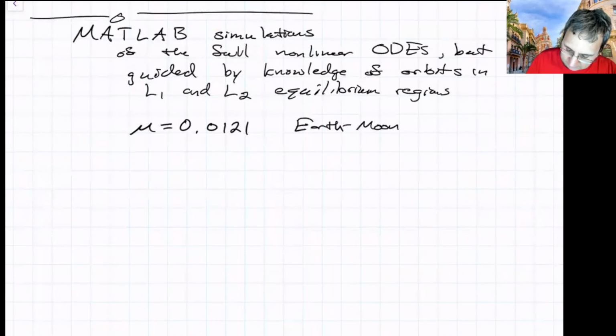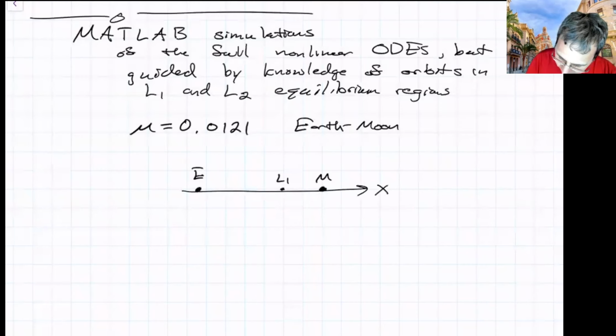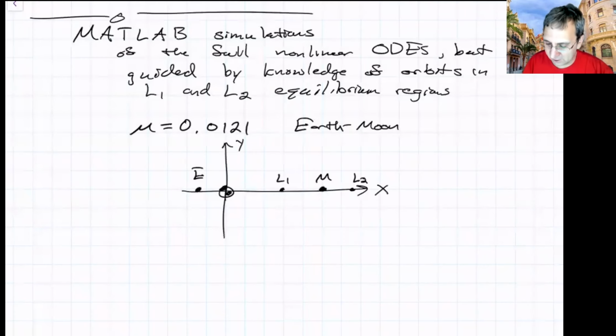0.0121. And if we were to look at, say, L1, so here's the moon, here's the Earth, and we're looking in the X direction and the Y direction. It's centered at the center of mass of the system. I won't look at L2, I'll just look at L1. If I started with an initial condition that was slightly displaced from L1, starting at zero velocity, let's say I start right here.